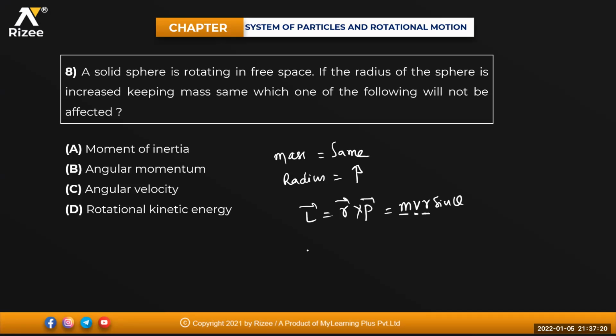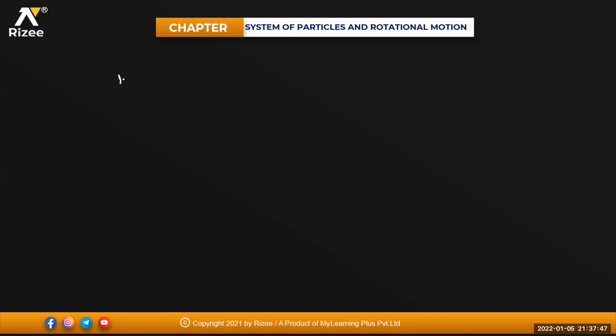For rotation, L is equal to I into omega. For linear, this is the relation; for rotation, I into omega. You're not changing the moment of inertia of that body because mass is remaining the same. Angular velocity of that one is also not changing. L is equal to R bar cross P bar. That is always remaining constant. If radius is increased, moment of inertia will increase, beta. So I'll write here: moment of inertia, kinetic energy, and angular velocity. All of this will change.